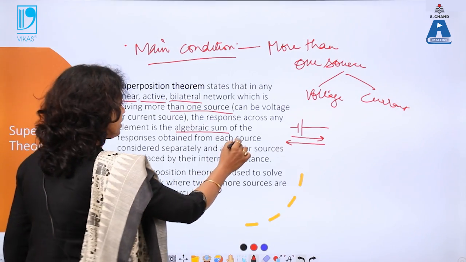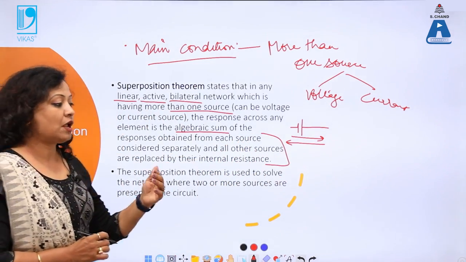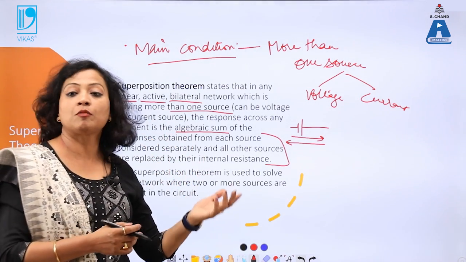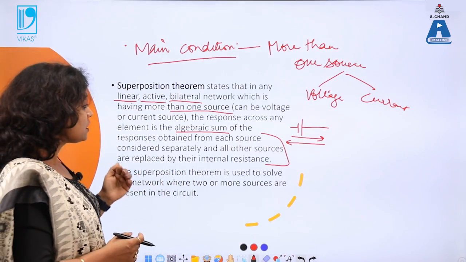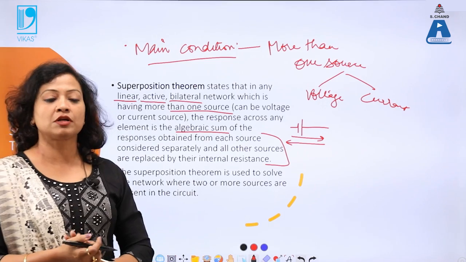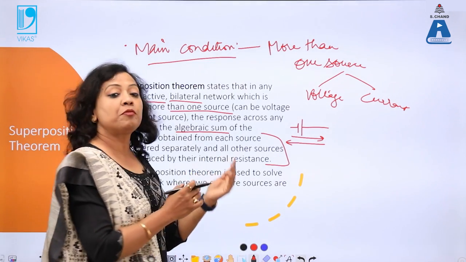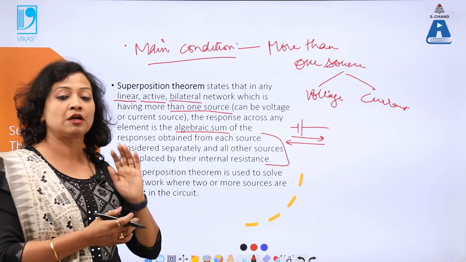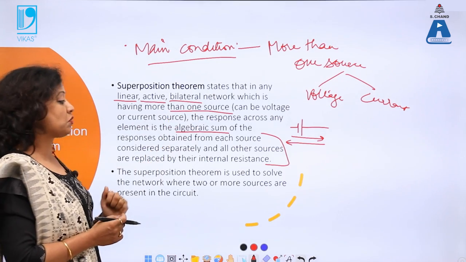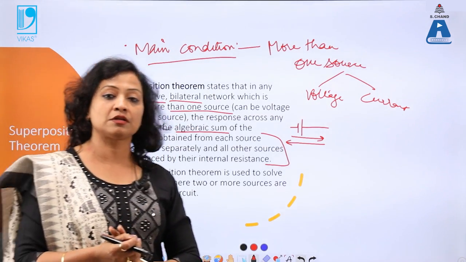Now this statement is very important. What do you mean by replaced by? Suppose there are two sources, I am taking one source at a time. So what about that other source which is actually present in the circuit? In that case, I assume that that source is not present in the circuit. So I superimpose that source. I assume that source is not present in the circuit. Now to superimpose that source, I replace that source by its internal resistance.